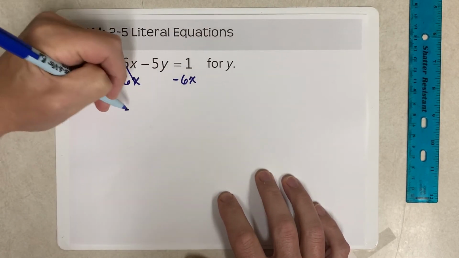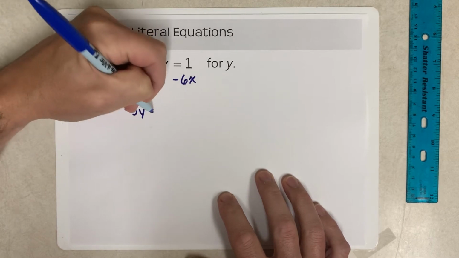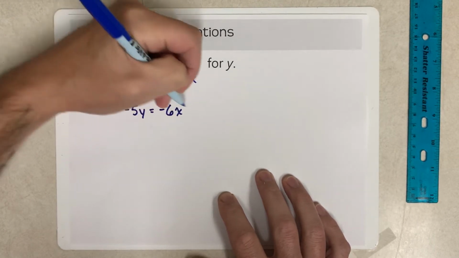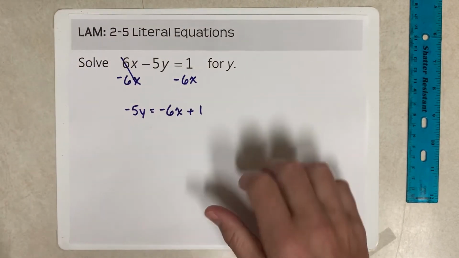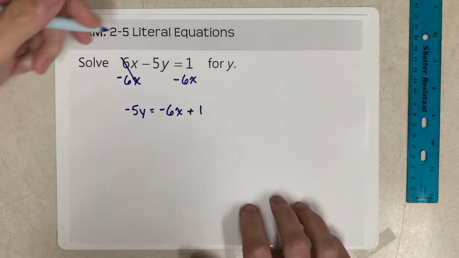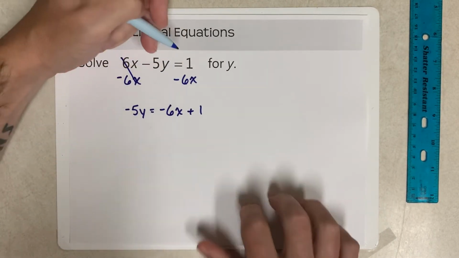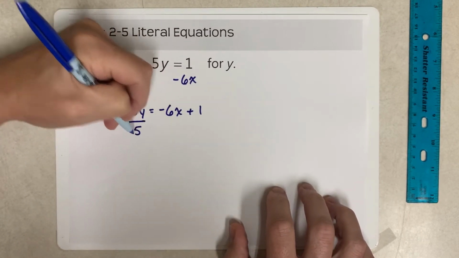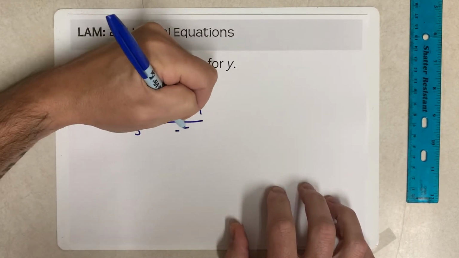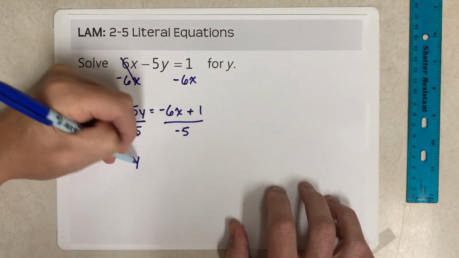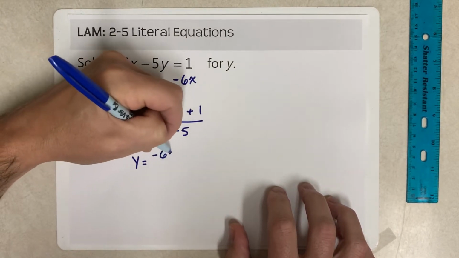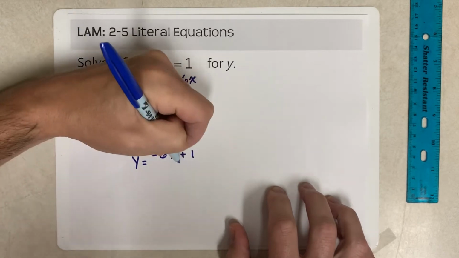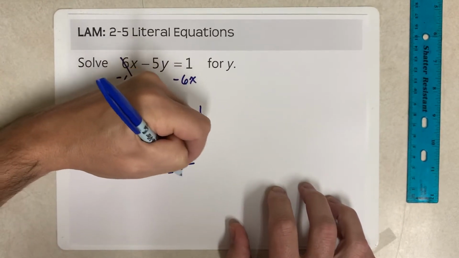Those cancel. Negative 5y is equal to negative 6x plus 1. And I just kind of chose to write it like this time. Instead of writing 1 minus 6x, I wrote negative 6x plus 1. It doesn't matter. Divide by negative 5. And you get y is equal to negative 6x plus 1 over negative 5.